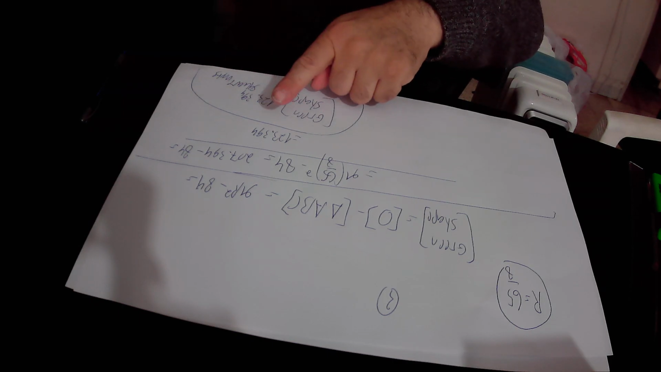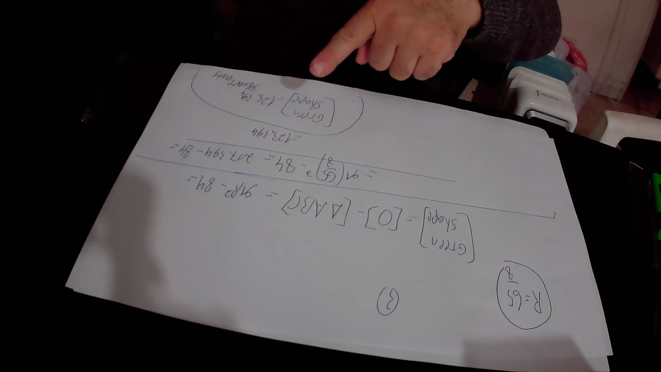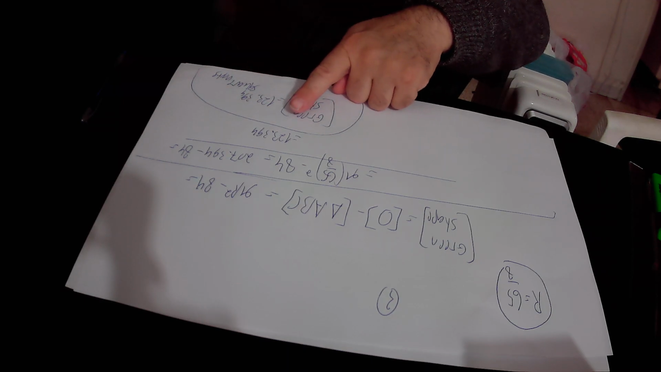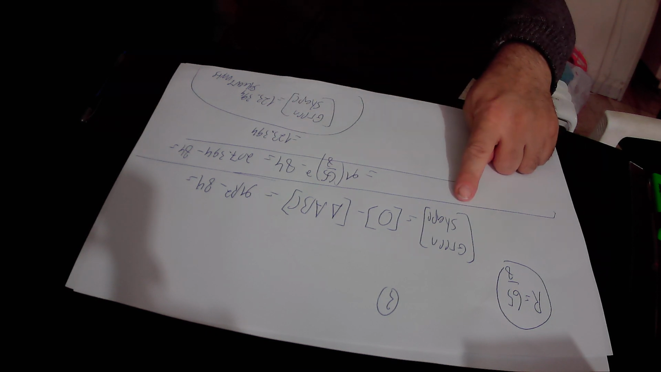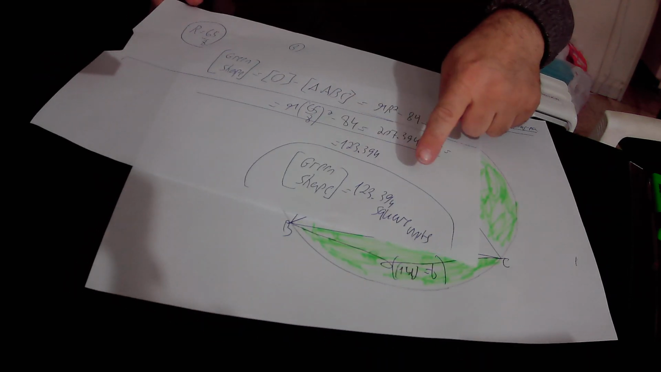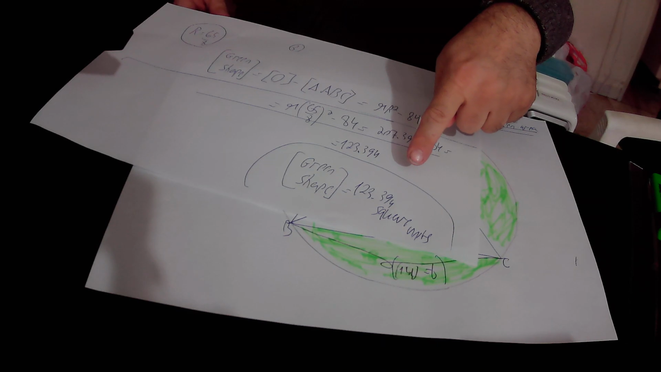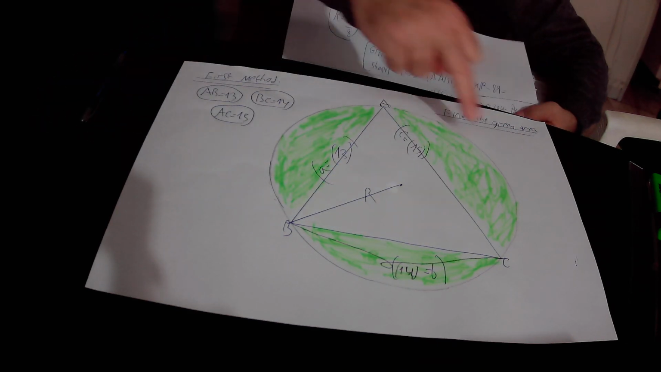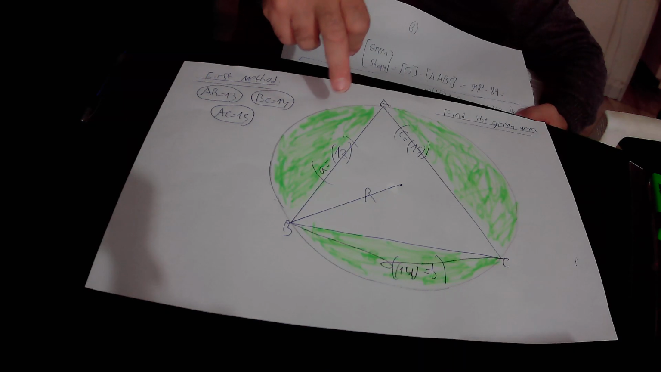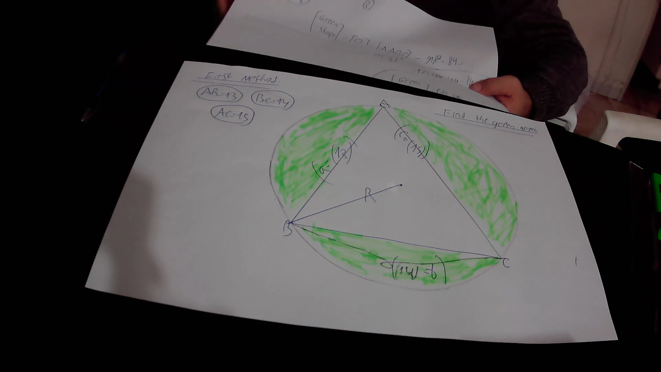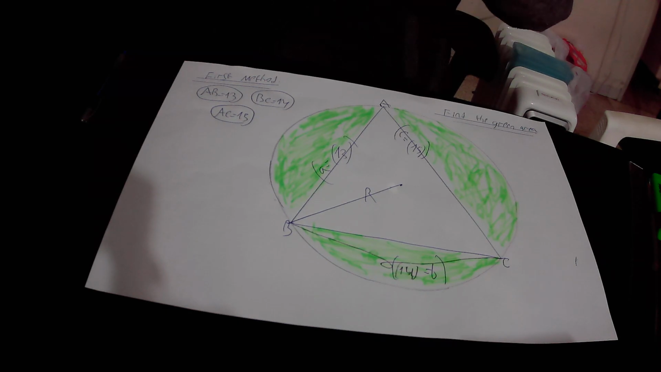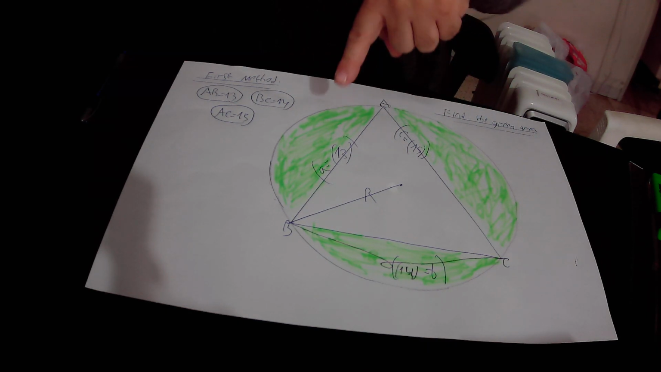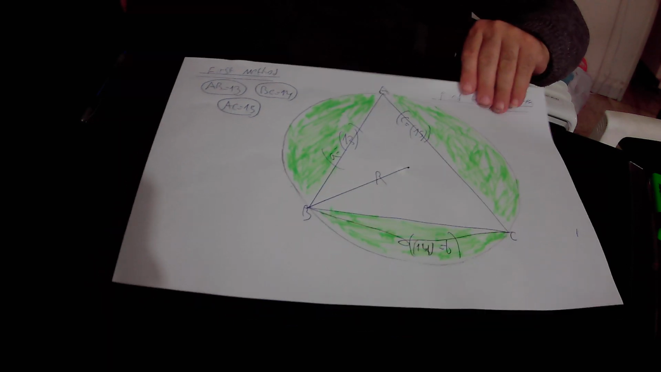So 207.394 minus 84 equals 123.394 square units. That is actually the area of the green shape. Repeat again: the area of this green shape equals 123.394 square units. We finished with the first method. In the next step, I presented to you how to find the area of this green shape according to the second method.